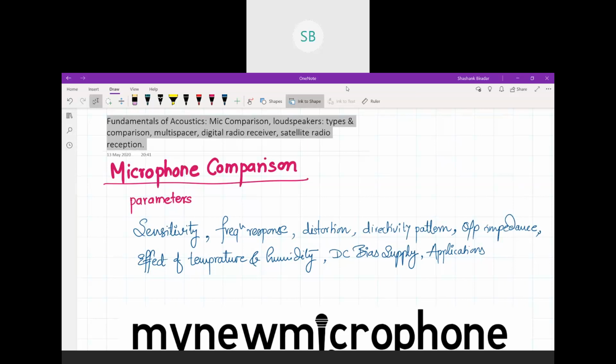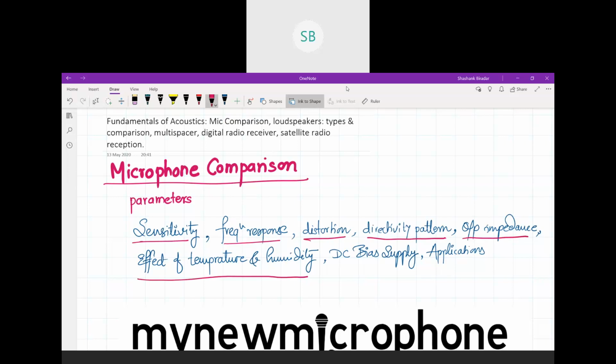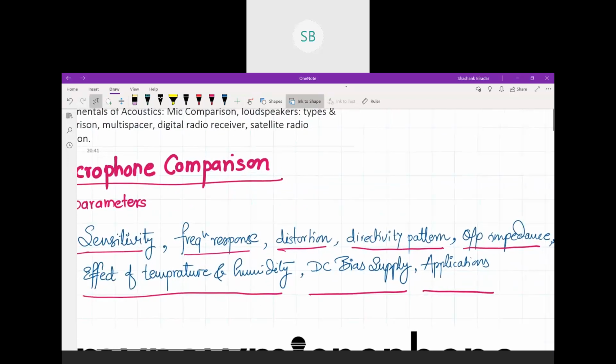That is the question. So you must know what is the sensitivity of that particular microphone. Okay, what is the frequency response of the microphone, what is the percent of distortion. Okay, then directivity pattern, output impedance, effect of temperature and humidity, DC bias supply, and for what application it is used. So you need to consider all these factors in regard with the microphone.